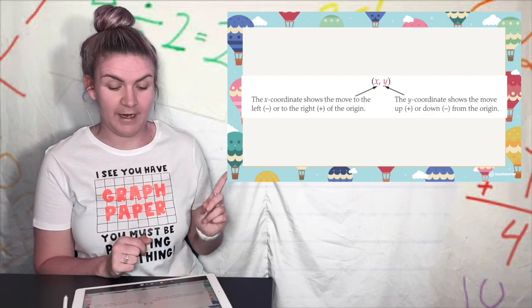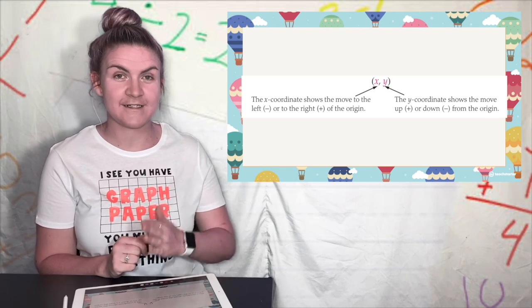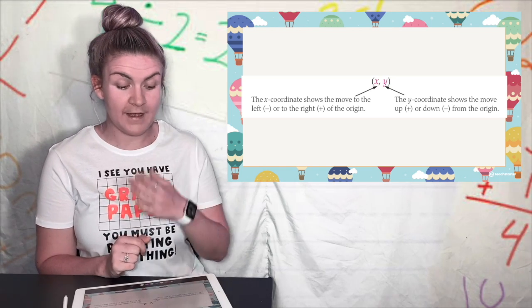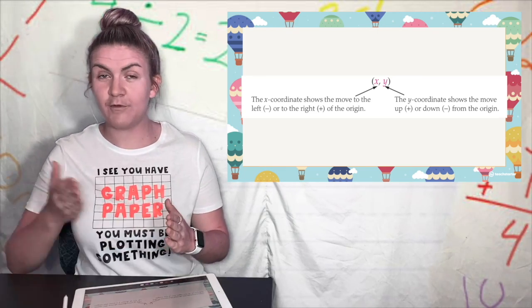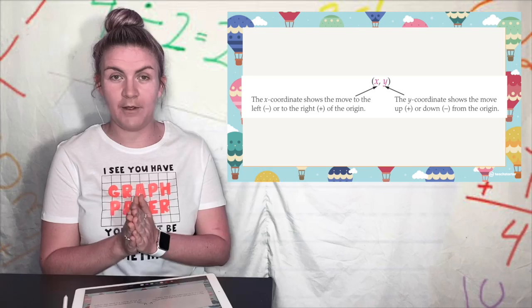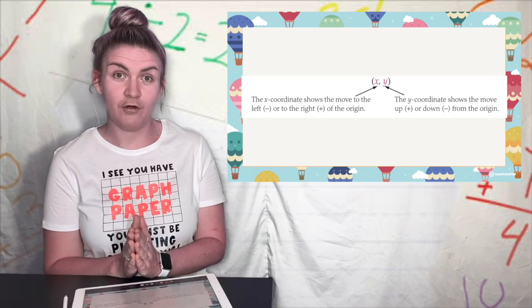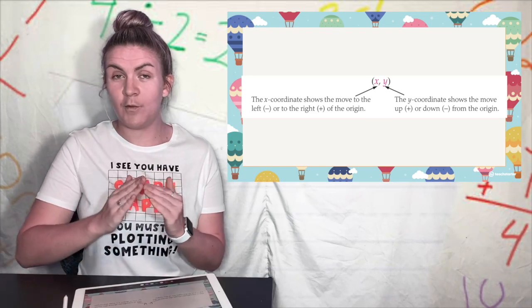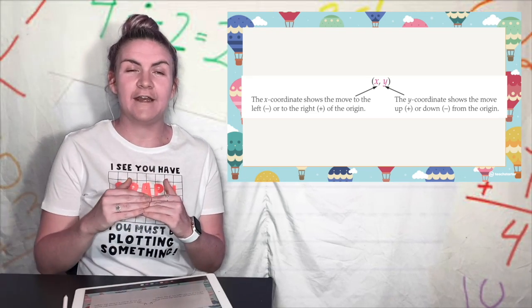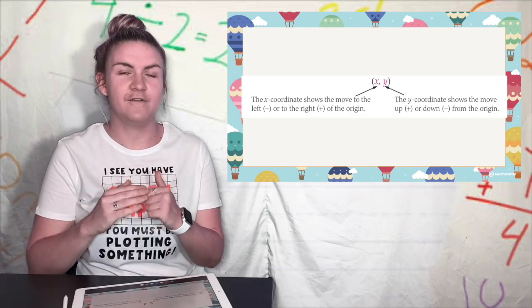Here's a quick recap. First number is the x, second number is the y. The x coordinate shows you the left to right. If it's a negative number, we're moving left. If it's a positive number, we're moving to the right from the origin. The second number is the y. If it's a positive number, we're moving up. And if it's a negative number, we're moving down from the origin.